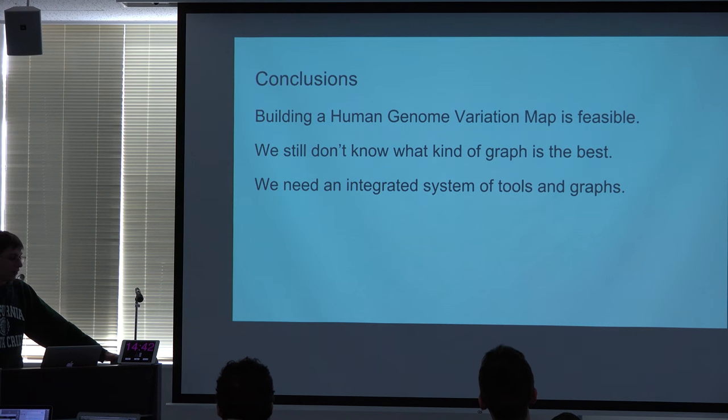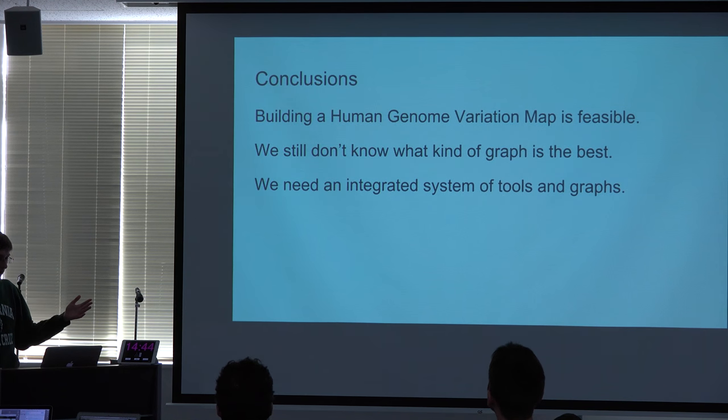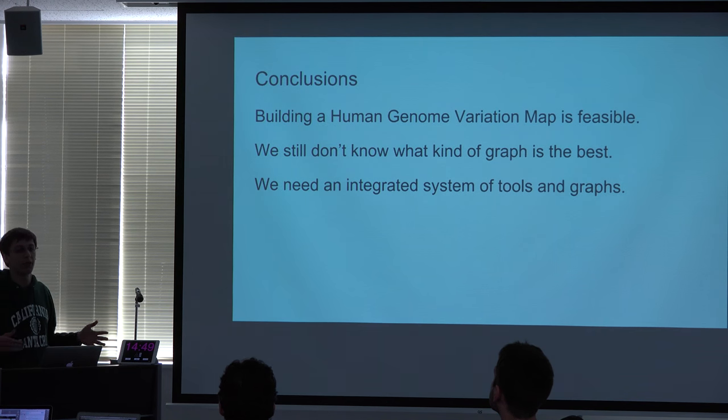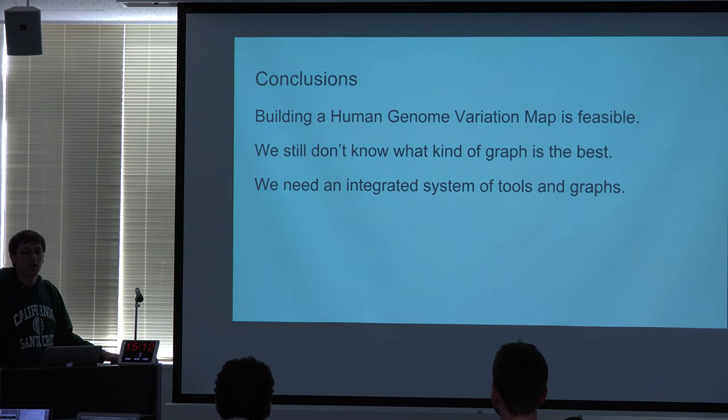So in conclusion, we can build these. We think this is a feasible project to try and do this on the whole genome. We can definitely do it on regions. We still don't know which graph is the best, though we're getting an idea of what kinds of graphs are good. And we need to build this system as an integrated whole, because some of the problems we're encountering, I think, are VG and the graphs disagreeing about what a graph should look like. Though Eric's fixed up VG, so it has fewer opinions on what graphs should look like. So it'll be interesting to see how well that works.